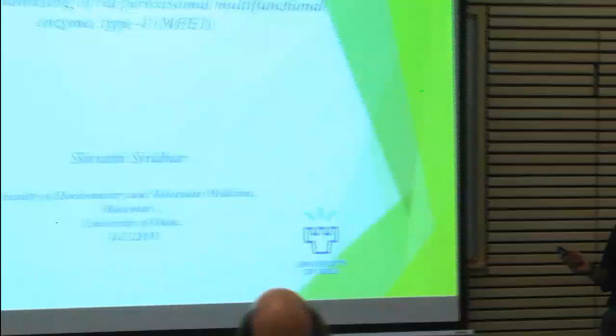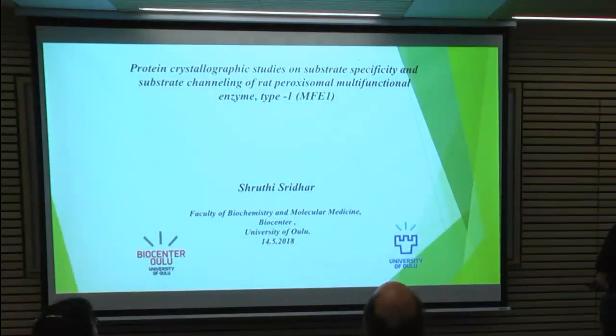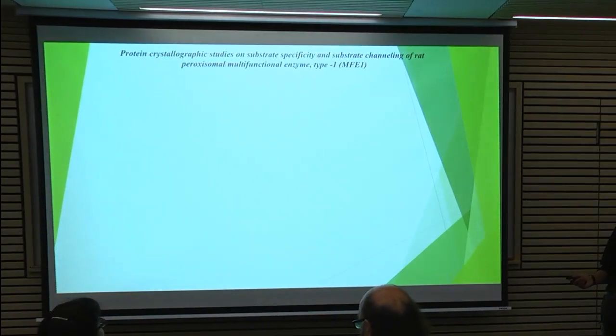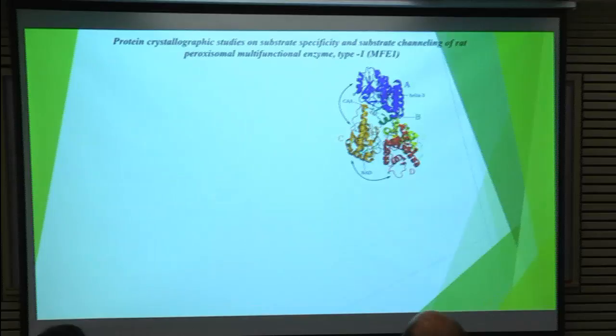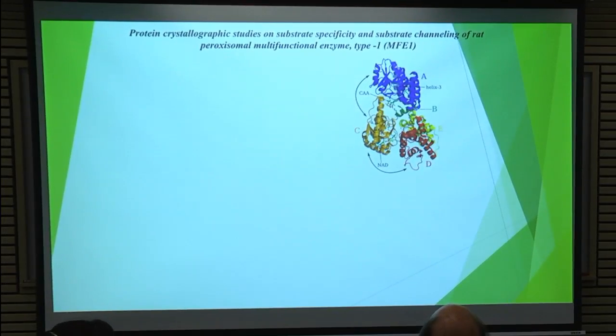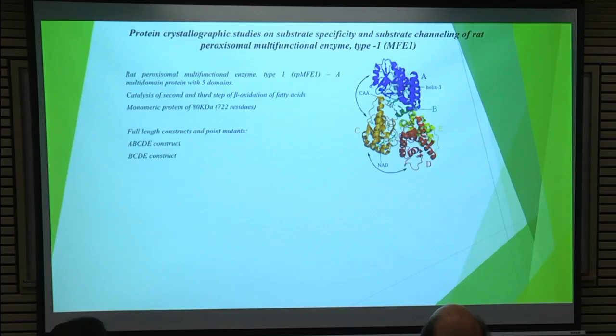Hello everyone, I'm Shruti from University of Oulu. I work under Rik Wierenga. So I work on the project of protein crystallographic studies of substrate specificity and substrate channeling of rat peroxisomal multifunctional enzyme type 1. So this is the crystal structure of the wild type, which is bound with NAD and CoA.